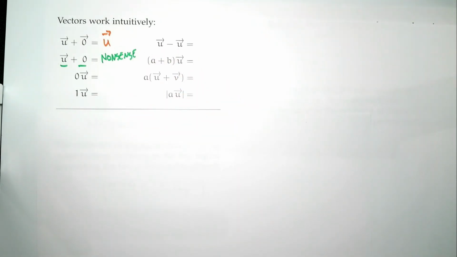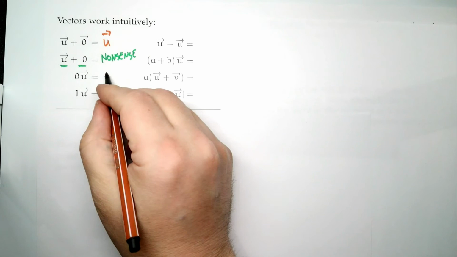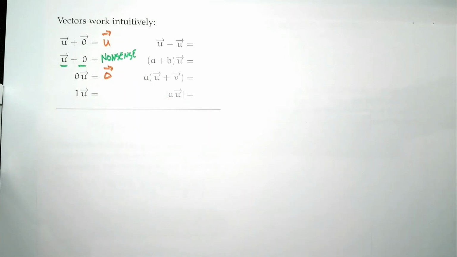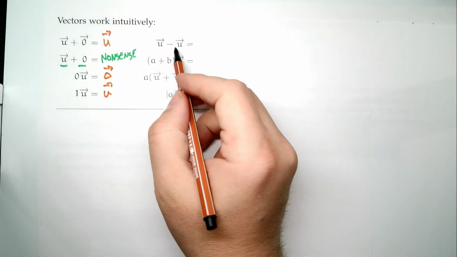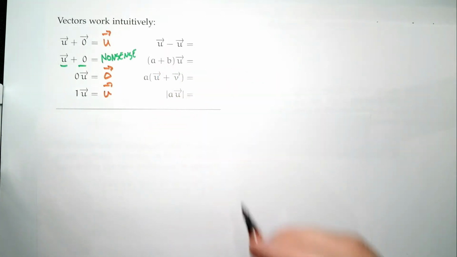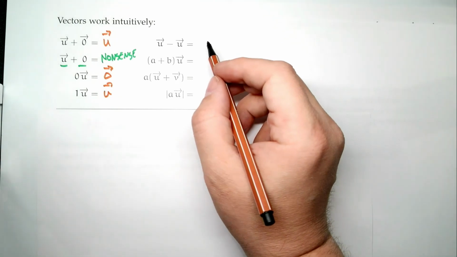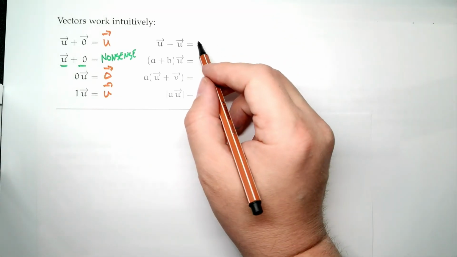No more nonsense. Okay. If I have a vector u and I scale it by 0, what do I have? The 0 vector. Not just a 0 number, 0 vector. Okay, if I have a vector u and I scale it by 1, what do I have? I still have u. If I have u and I subtract u, what do I get? 0 or 0 vector? 0 vector.